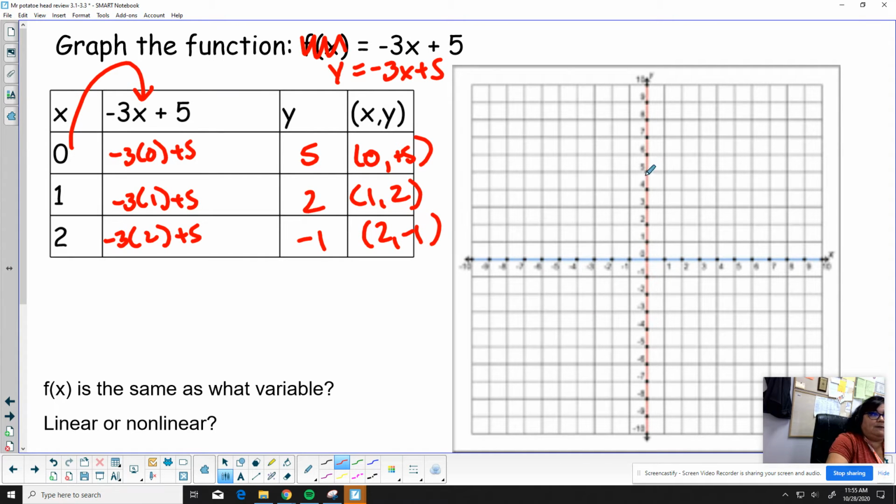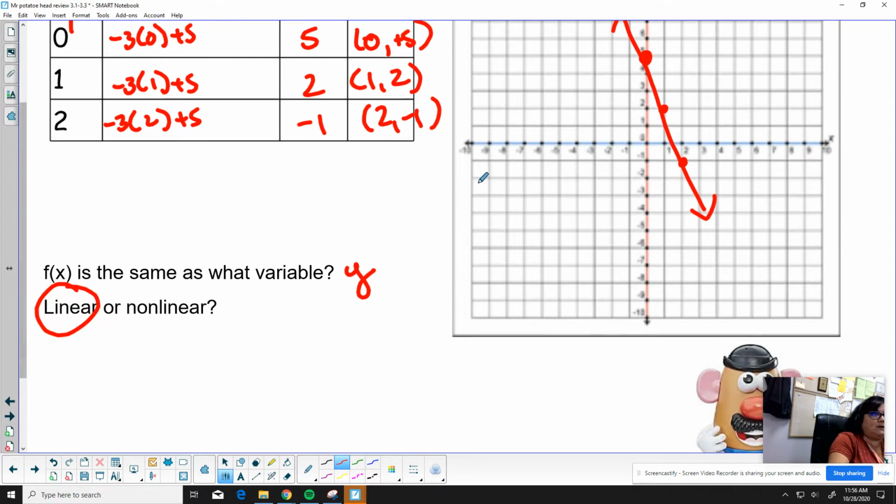So (0, 5) would be up 5. (1, 2) would be right 1 and up 2. And right 2 and down 1. And it makes a straight line. See if I can draw a straight line. Hey, not bad. Okay, so f of x is the same as y. And this is definitely linear because it's a straight line. We could also ask if it's a function. And it totally is. If I draw a vertical line anywhere, it only hits one point, so it's also a function. So it's a linear function.